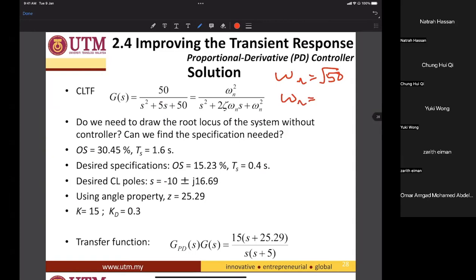Yes, that. Square root 50. 11.07 radian. Square root 50. 7.07.